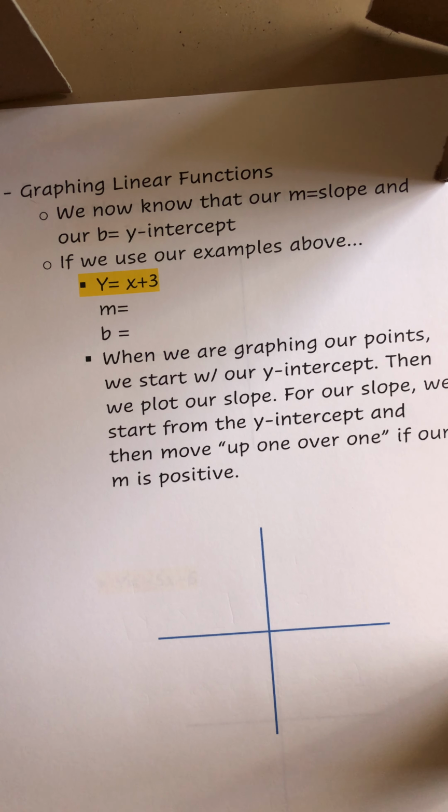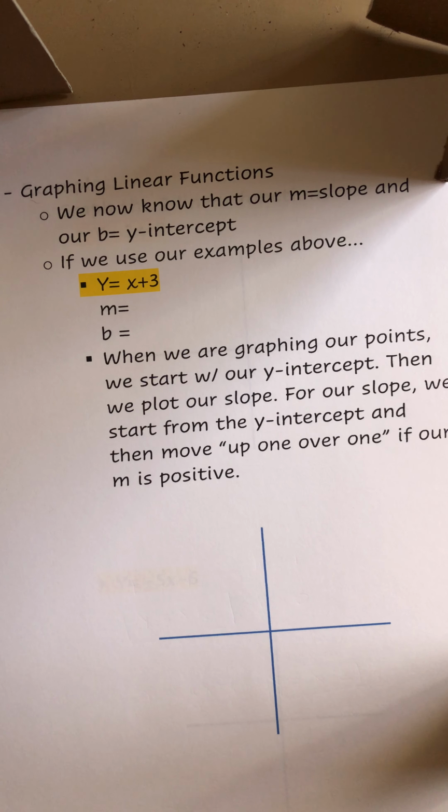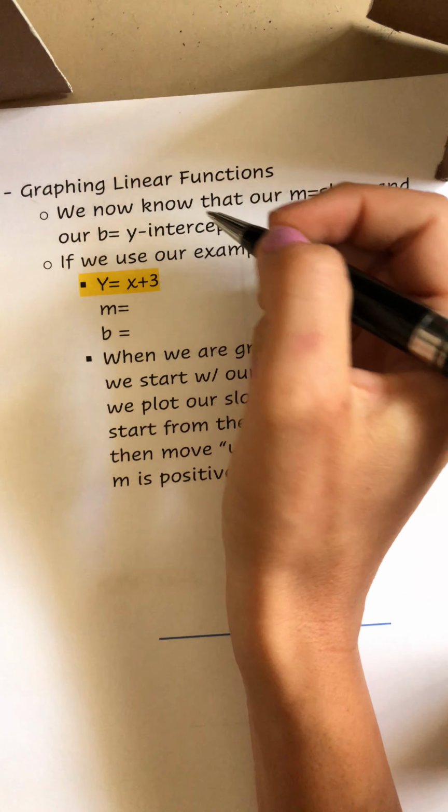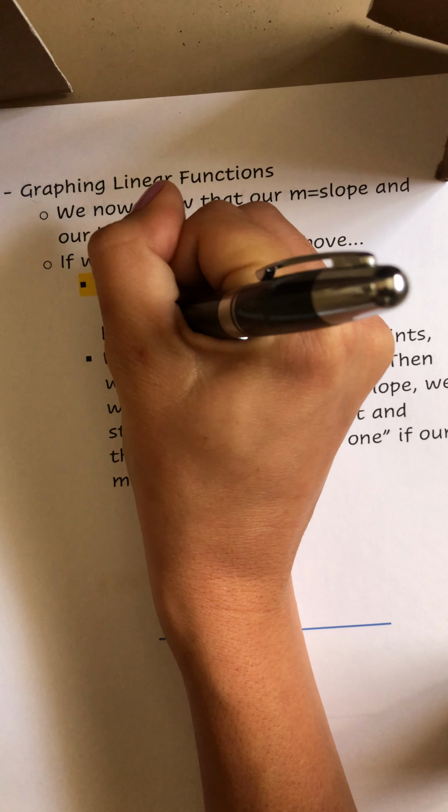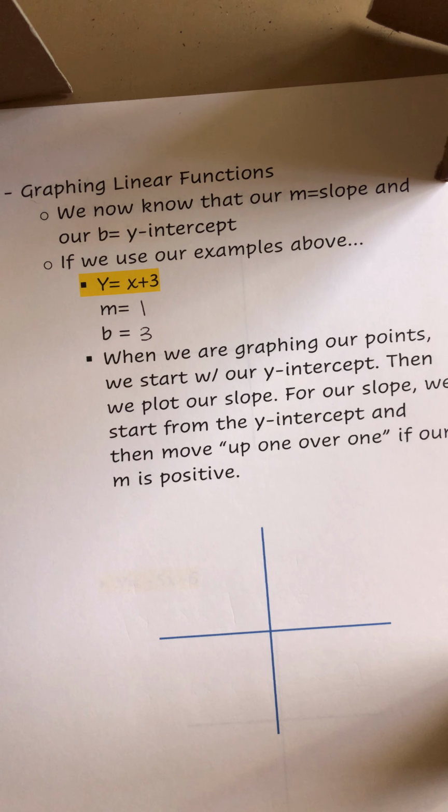Okay. So then we're going to graph those linear functions. So now we know that our m is slope and our b is our y-intercept. So we're going to use our examples from what we just did before to get our graphs. So we know that our m is going to be 1 because we already figured that out. And we know our b is going to be a 3. We also already figured that out. So this is a given.